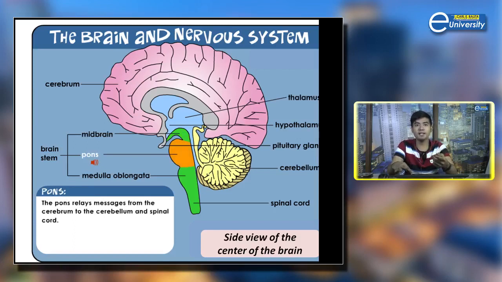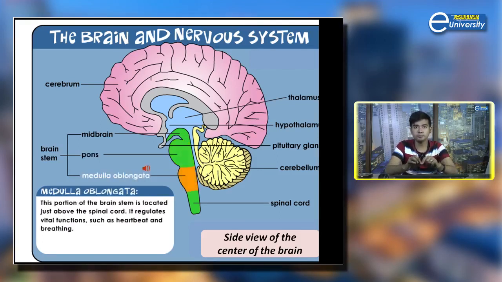Pons. The pons relays messages from the cerebrum to the cerebellum and the spinal cord. So again, the function of the pons is to relay messages, or to serve as the intercommunication between the cerebrum and the cerebellum. We also have the medulla oblongata. This portion of the brainstem is located just above the spinal cord, and it regulates vital functions such as heartbeat and breathing.